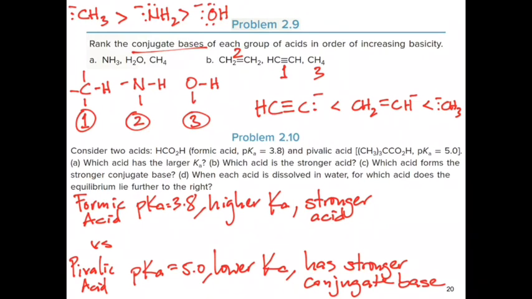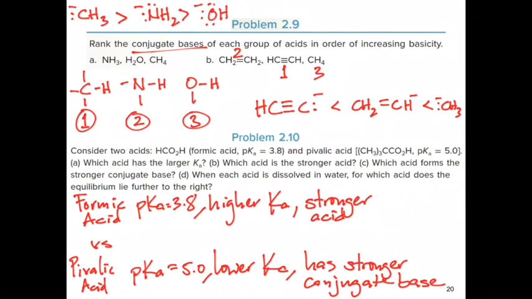And the last one here, part D. When each acid is dissolved in water, for which acid does the equilibrium lie further to the right? So to answer this question, you have to go back to General Chemistry 2 and try to analyze what it means when an acid has its equilibrium lie further to the right. So what that means is you're creating more products. You're generating more products than reactants because this is equilibrium, right?